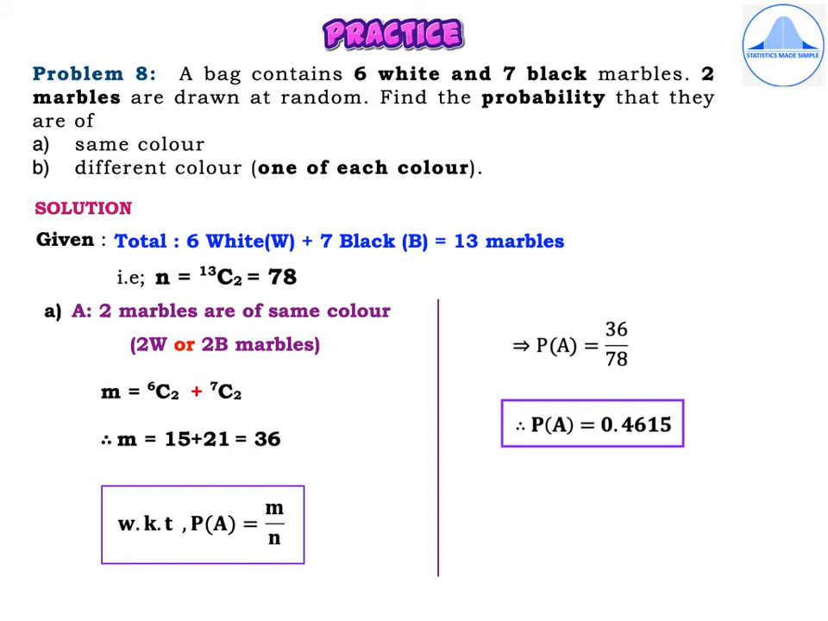So M is equal to 2 white. Let's do 2 white first. There are 6 white and you want to pick 2 out of them. So it is 6C2. Then OR means it is plus 2 black marbles. There are 7 black and you have to pick 2. So it is 7C2. On simplification we get M is equal to 15 plus 21 equal to 36. Then write the formula. We know that P of A is equal to M divided by N, which implies P of A is 36 by 78, or P of A is equal to 0.4615.